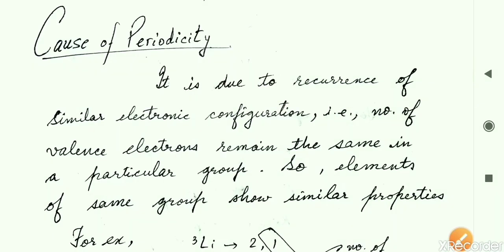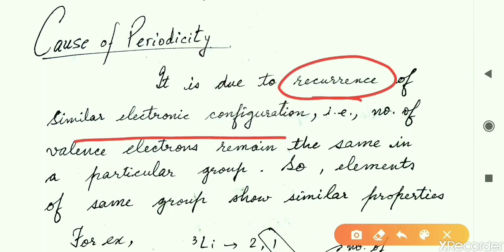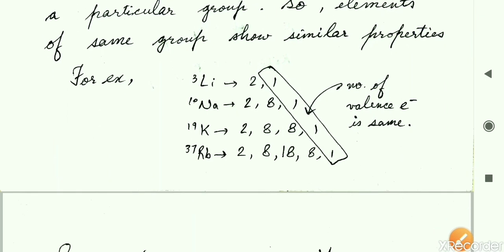Now the question may arise, what is the cause of this periodicity in the periodic table of elements? It is due to the recurrence of similar electronic configuration, that is, the number of valence electrons is the same in the elements belonging to a particular group. Same group elements always have an equal number of outermost electrons. Let us see that with the help of an example here.